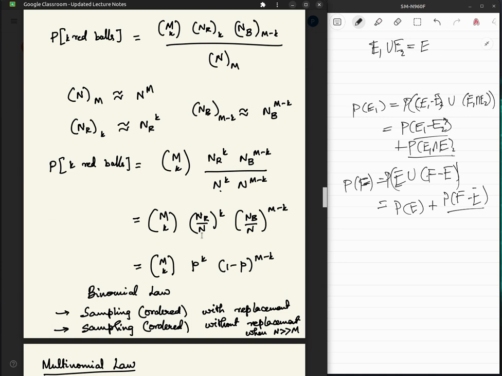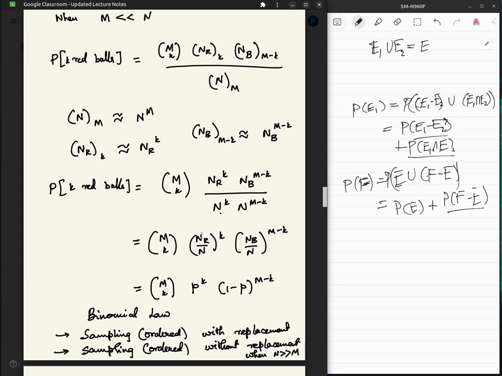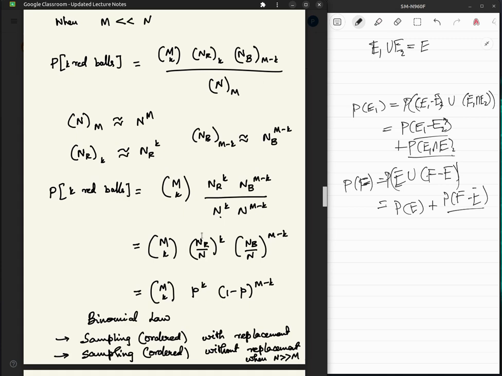Huh. That is weird, isn't it? Wait, that requires the condition that... Oh, okay. So this would be the case when there is replacement. Now I get what he means by replacements.